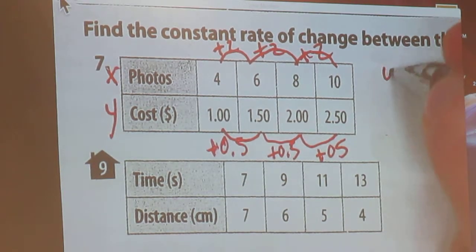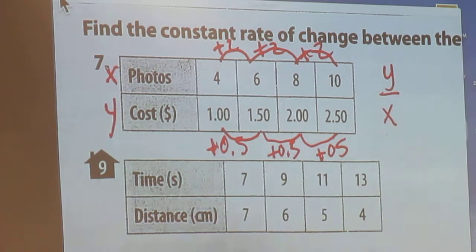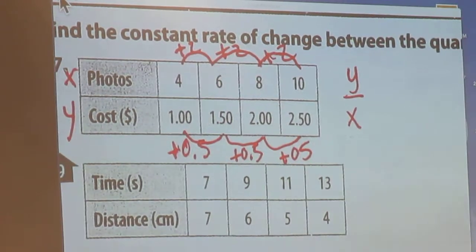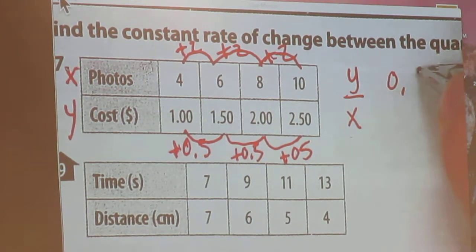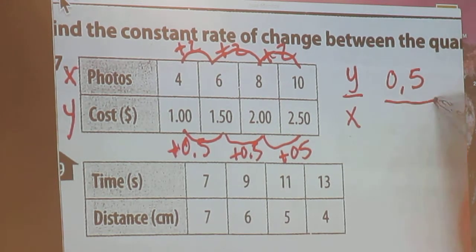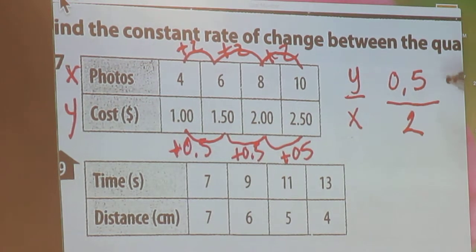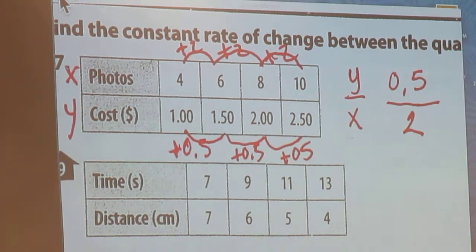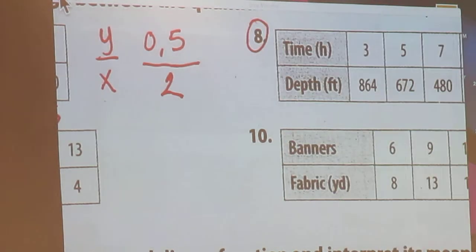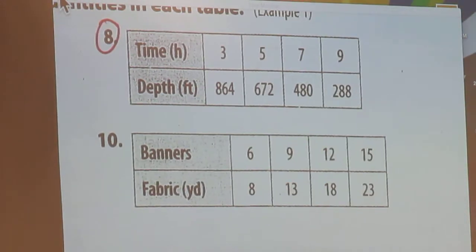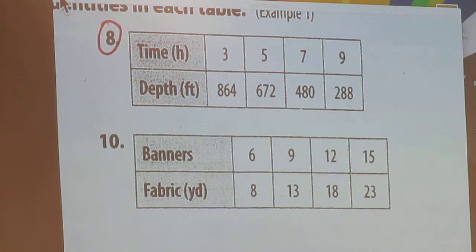Now, remember that slope is Y over X, or rise over run. So our Y was 0.5 over our X, which is 2. So what that tells us, if we're counting on a graph, is it goes up half a box and over 2. Does that make sense? Okay, try 8, and this time go ahead and stand right up when you have the slope from the table 8.